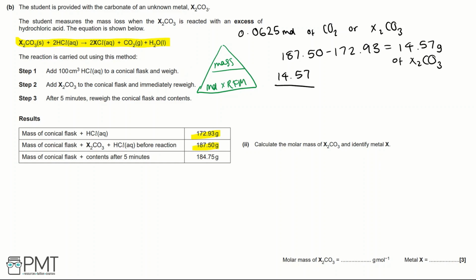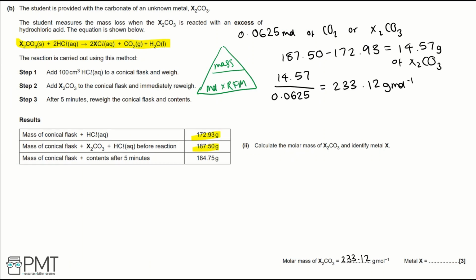So we can work out its relative formula mass or its molar mass by doing 14.57 divided by 0.0625, which is equal to 233.12 grams per mole. So that's our molar mass, which we can write on the answer line, 233.12. Now we want to work out the identity of metal X.